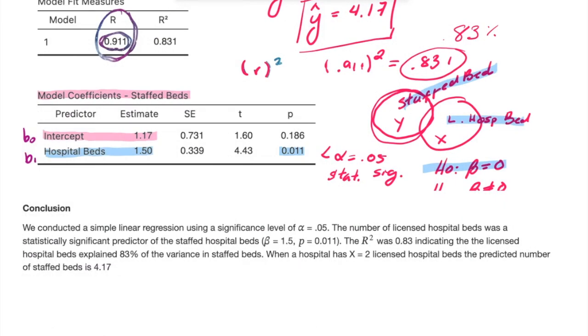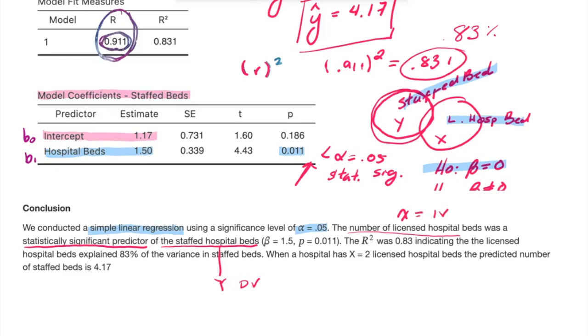Okay, so let's go over the conclusions. So simple, you need to give the name, simple linear regression. There's different types of regression. This is the one we're doing right now. You need to give the alpha, especially if you're going to talk about statistical significance. The number of licensed hospital beds, so this is our X, was a statistically significant predictor. How do I know? I know from here, because our p-value is less than alpha, of the number of staff beds. So this is actually our Y or dependent variable.